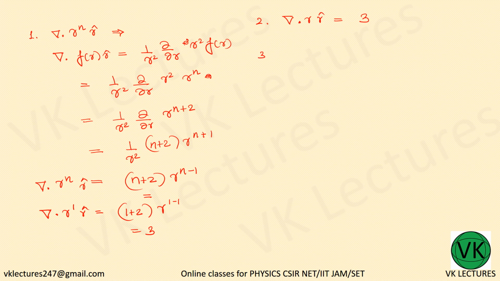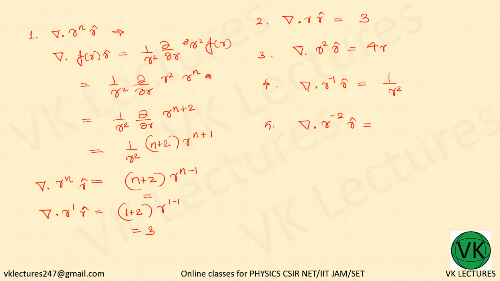So third one, del dot r square r cap is equal to 4 times the r. Then you have del dot r power minus 1 r, that's equal to 1 divided by r squared. Now fifth one, that's important, del dot r power minus 2 r cap.